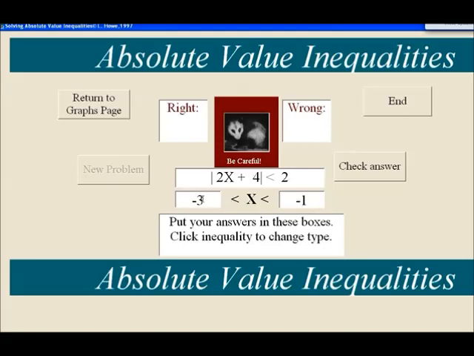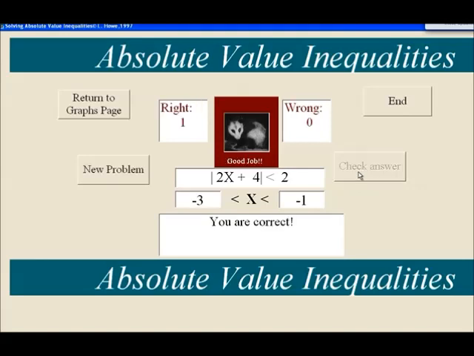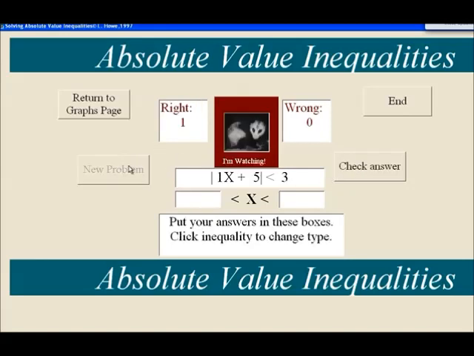And see that these are the smaller numbers. X is in the middle, sandwiched in between. Check, we win. Let's do another problem. It's another sandwich. So this is going to be right. If it were greater than, I would click on this and it would be an or. But let's do another sandwich here.